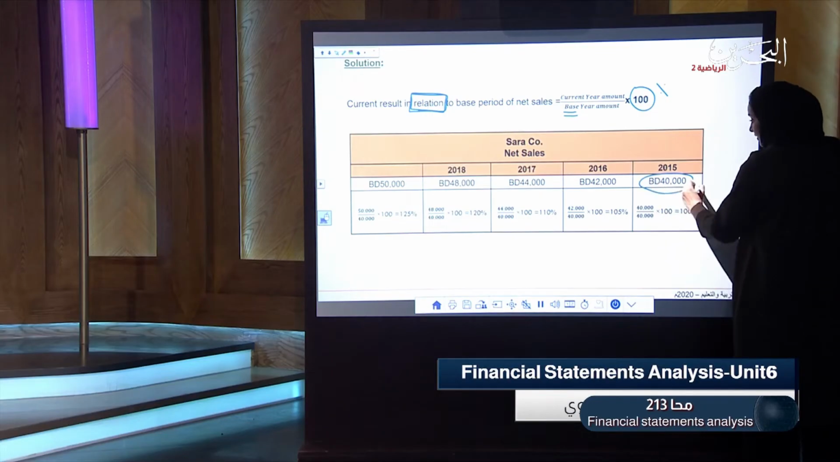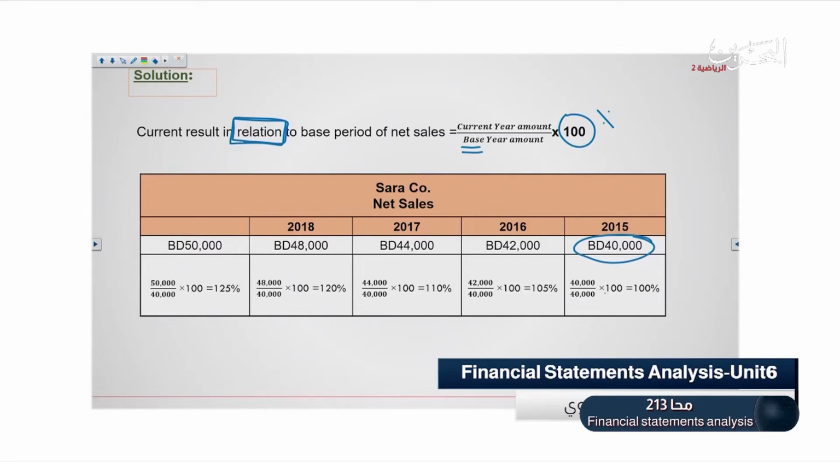2015, this is the base year, so we will use it at the top. Okay, over, because the same year it will be base over the base, because there is no current year for this year. Okay, multiply by 100, it will give us 100%.